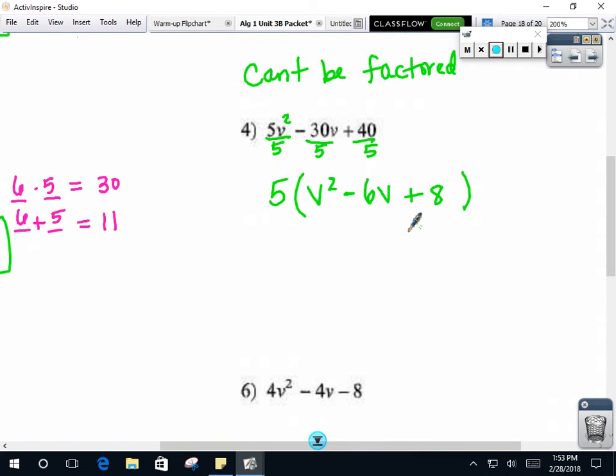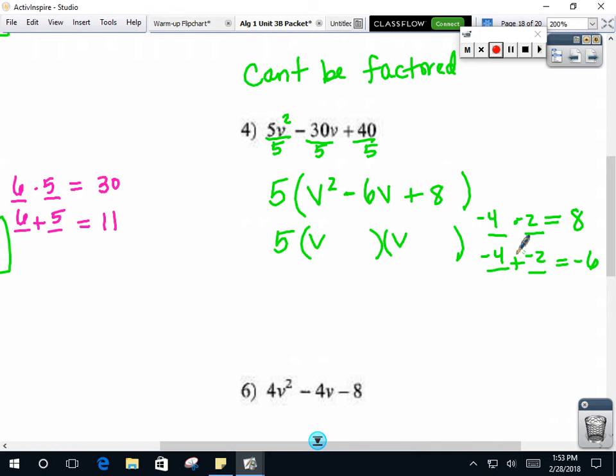Now that you have a trinomial with an a value of 1, because you took out the 5, you can factor it by the method we learned a second ago. Look for 2 numbers that multiply to give you 8 and add to give you a negative 6. What numbers will do that? Negative 4, negative 2. So it's v minus 4, v minus 2. Do you need me to do one more of these? Nobody? One more? Okay.